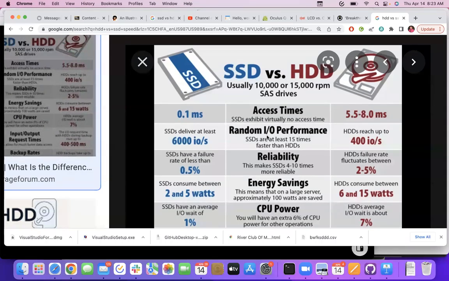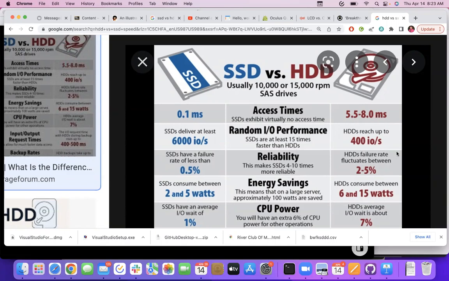Random IO performance, or reading stuff from the drive, not just accessing it, but reading it: 6,000 IO operations per second. So we can ask for 6,000 things per second versus 400 things. Again, not even close.